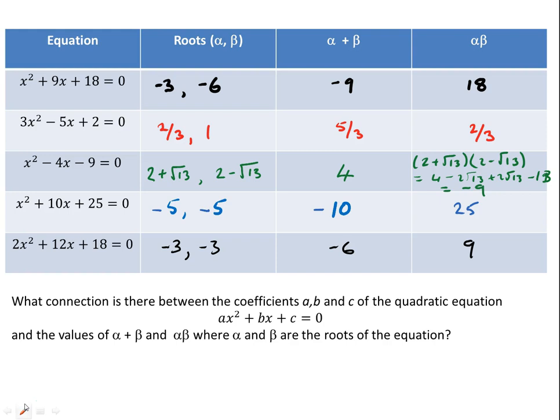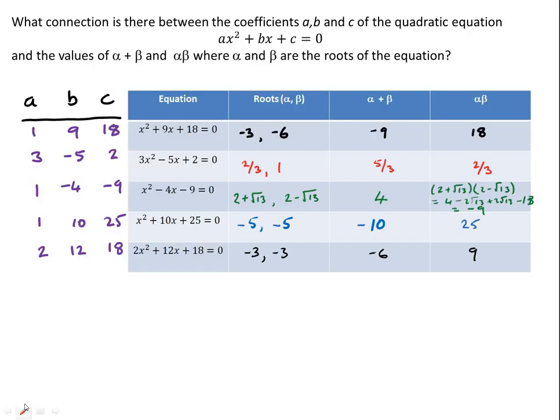Looking at these results, what we're going to be trying to do is find a connection between the coefficients of the original quadratic equation and the values of alpha plus beta, the sum of the roots, and alpha times beta, that is the product of the roots.